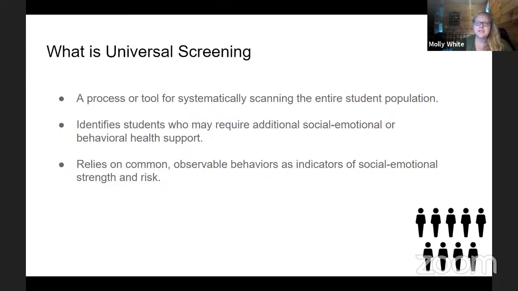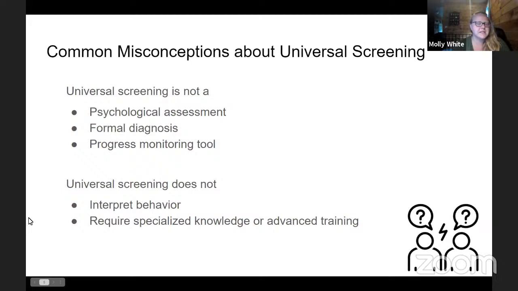Universal screening is a process, or it can be an individual tool or a prepackaged item you can purchase. But what these things do is systematically scan your entire school population, and it looks to identify students who may require additional social, emotional, or behavioral health supports. This universal screening process or tool relies on common and observable behaviors as indicators of social, emotional strength and risk. So when we talk about universal screening, you'll see on the next slide, there are common myths and misconceptions.